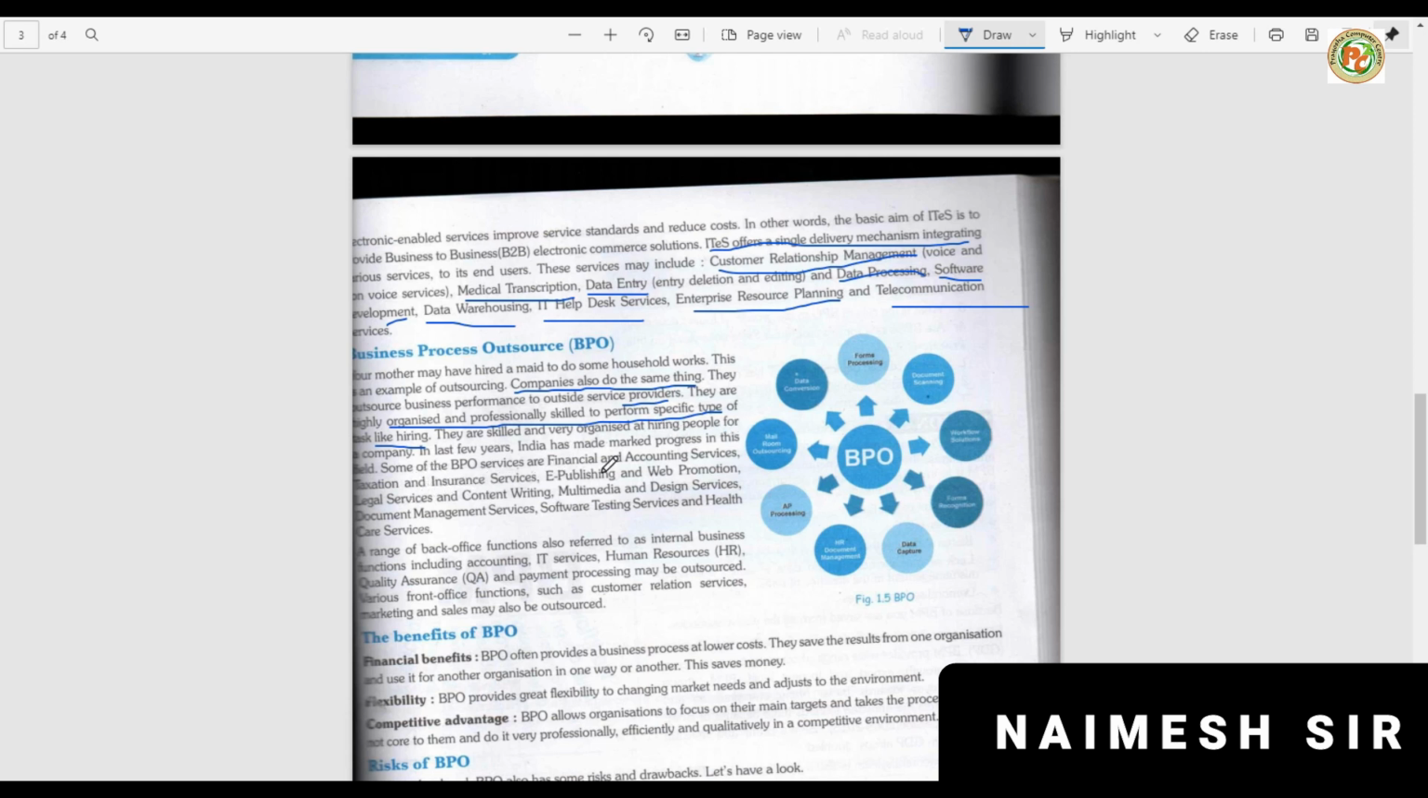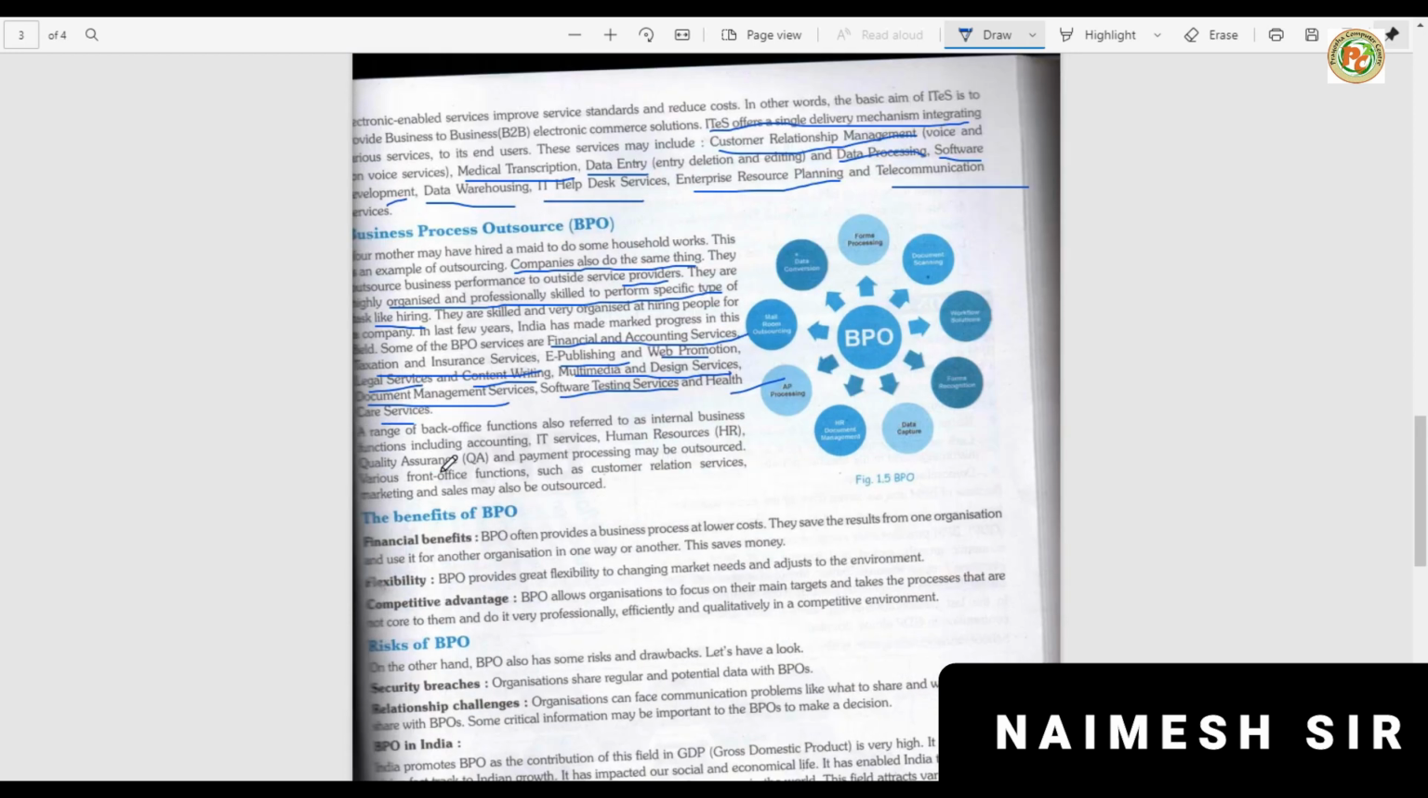In the last few years India has made marked progress in this field also. Some of the BPO services, remember this: financial and accounting services, taxation and insurance services, e-publishing, web promotions, legal services, content writing, multimedia and digital services, document management services, software testing services and healthcare services. These are the areas where BPO is used.